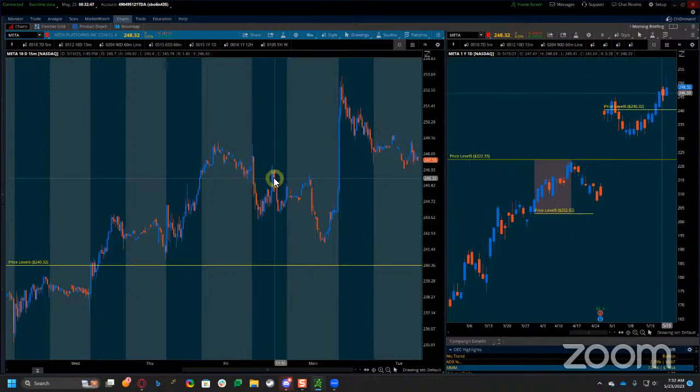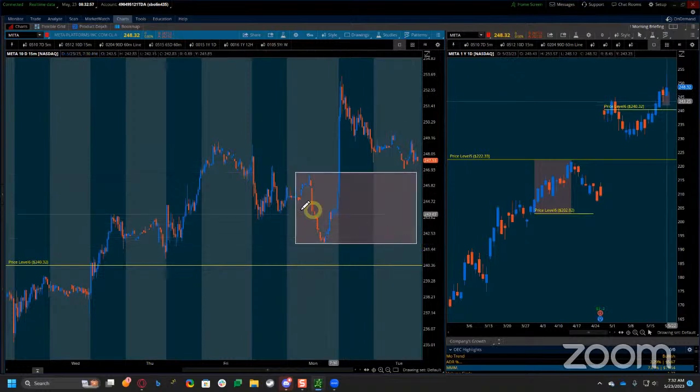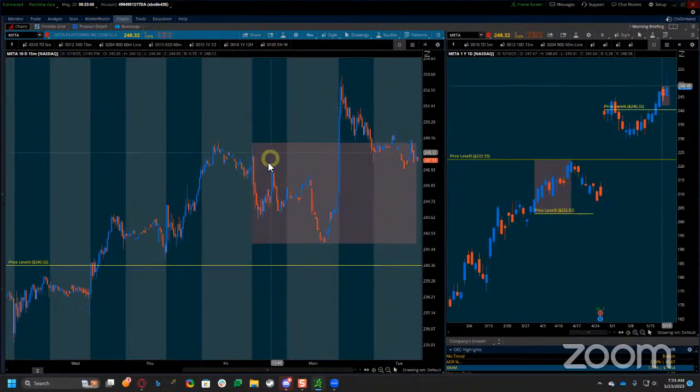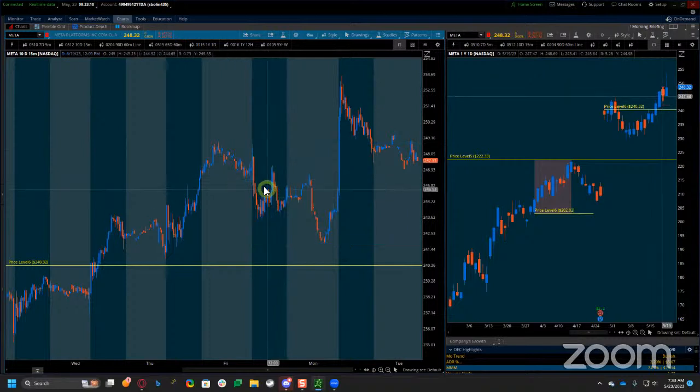I like it short back to 240, honestly, but I'd say wait to get inside of this box first. That would just be Monday's price. You could use Friday, but we're already inside of that. Think of it this way. If we break our own Globex low at 247, I think that'd be a nice short back to 240.